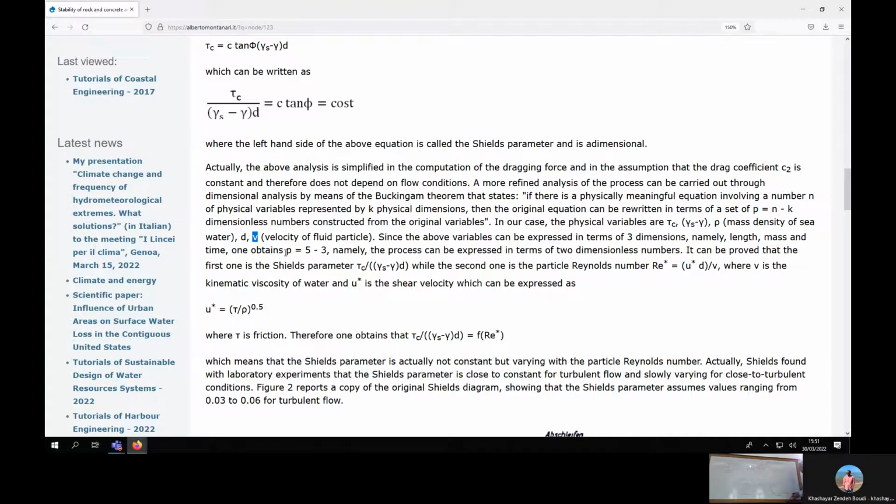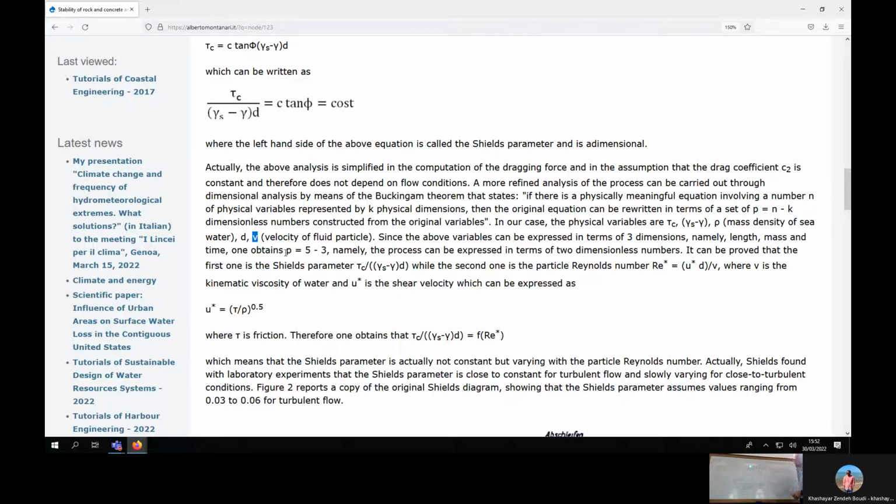He decided to make flume experiments, as I said. And he decided to build a diagram based on these flume experiments. He made a diagram with two dimensionless quantities along the axes. So here he put tau divided by gamma S minus gamma D, and here he put the Reynolds particle number.